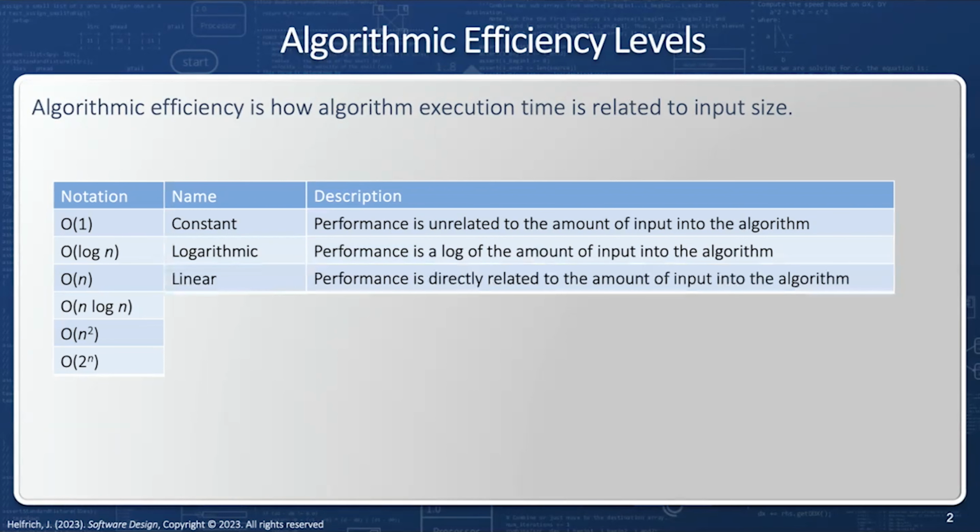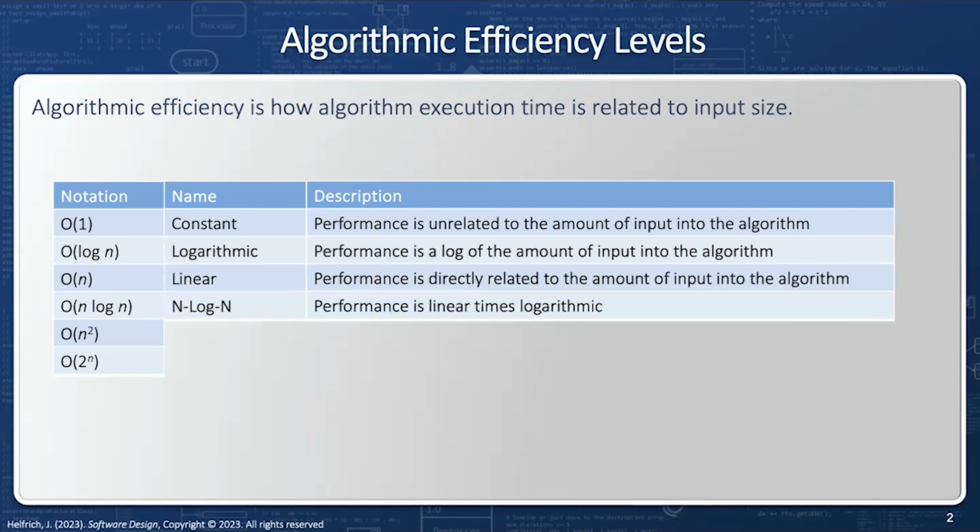The next is linear. Performance is directly related to the amount of input into the algorithm. If I double the input, it'll take twice as long. The next is n log n. Performance is linear times logarithmic. If I double the input size, it'll take twice as long plus 1.